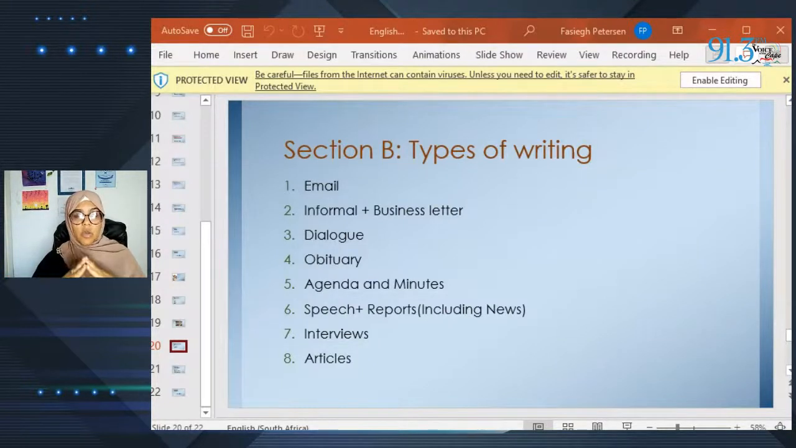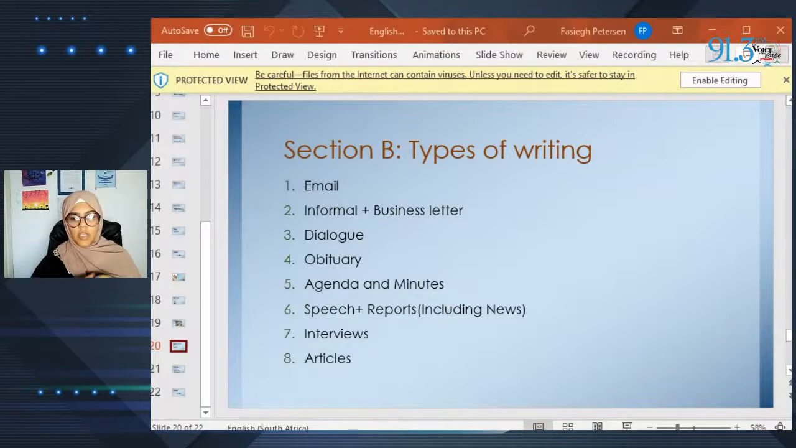And then we also have dialogues, and you need to use full stops and commas, and all those punctuation marks play a role in dialogues, and also keeping spaces between them. Then we have obituaries. That is for the death of someone.